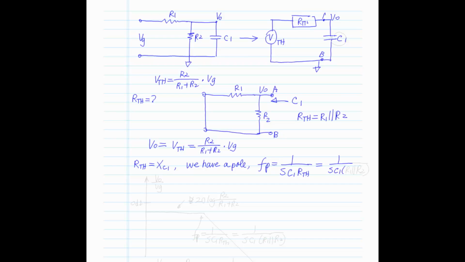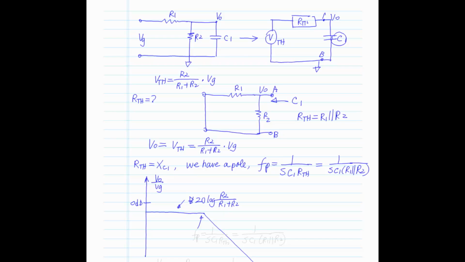The Bode plots of the circuit, V out over VG. Say this is 0 dB. Below, the ratio of R2 over R1 plus R2 is less than 1, therefore it's below the 0 dB line. At low frequency or DC, this line is 20 log of R2 over R1 plus R2. When the R7 resistance equals the impedance of C1, we have a pole.